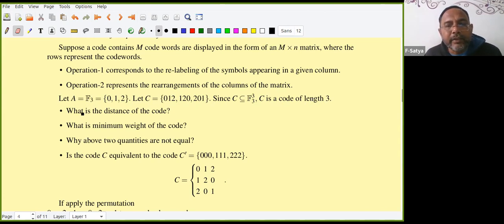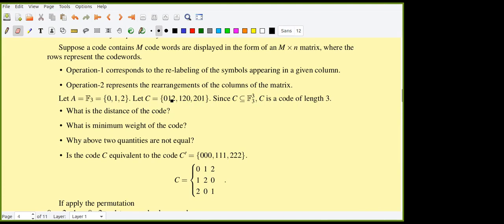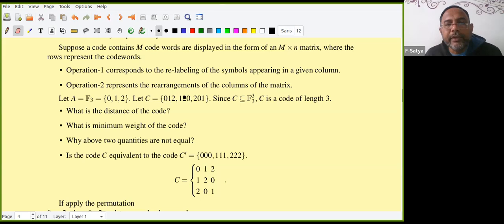What is the distance of the code? 3. Between these two, the distance is 3. All are different. Here also the distance is 3. The 1 and 2 are distinct, 2 and 0 are distinct, 0 and 1 are distinct. Distance measures how many positions are distinct. These are also 3. So the distance is 3.